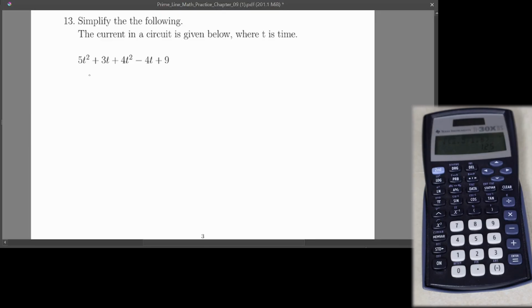Okay, resuming. In here, they want us to simplify. We've got 5t squared and 4t squared. That gives us 9t squared. We've got 3t and negative 4t. That gives us a negative 1t plus 9. That's our final value for that.